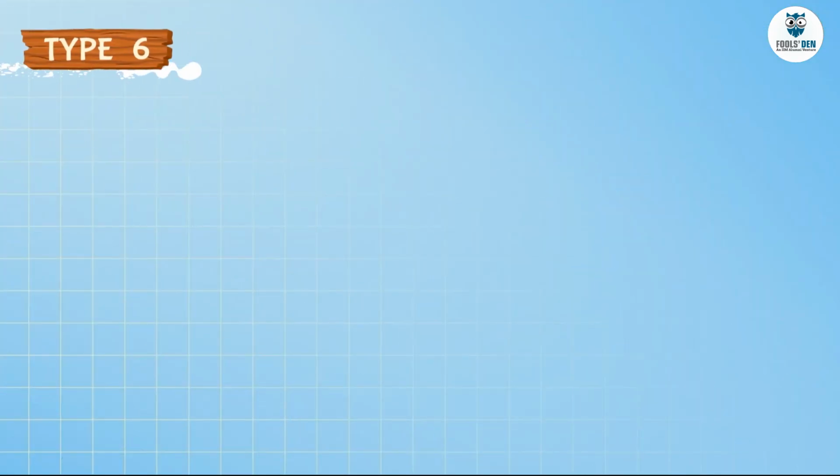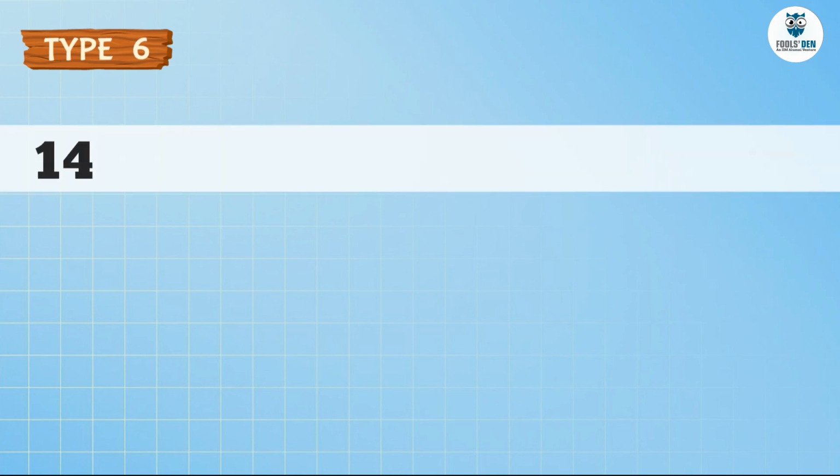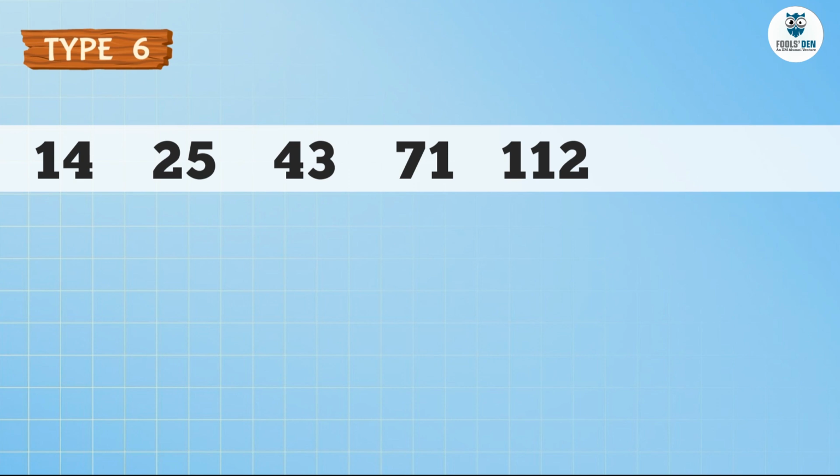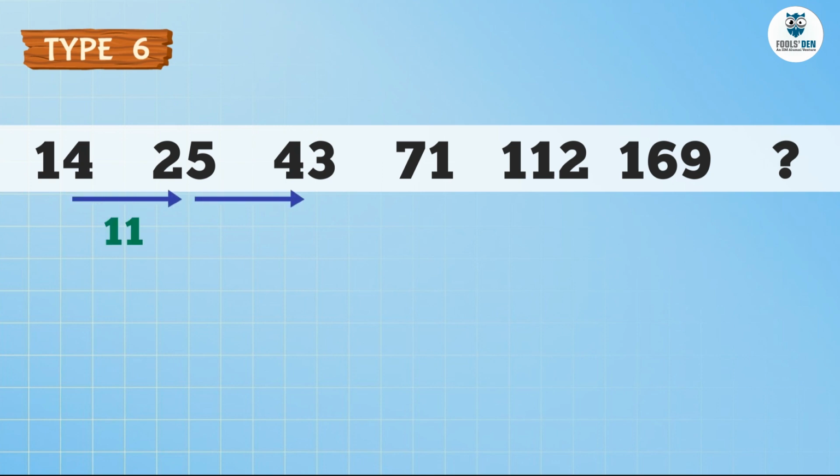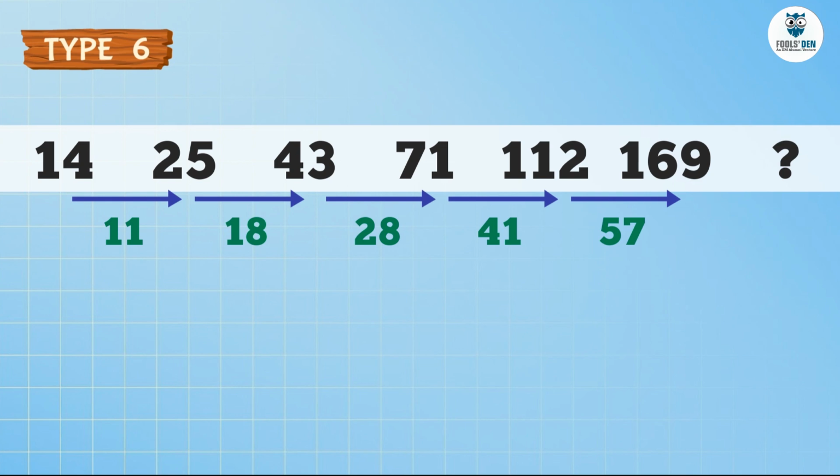Let's go to type 6. So the series 14, 25, 43, 71, 112, 169, question mark. Now try to find out the difference between the numbers. So the first difference is 11, 18, 28, 41, 57. Is there a pattern here?